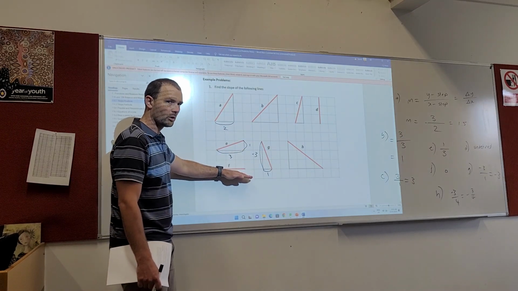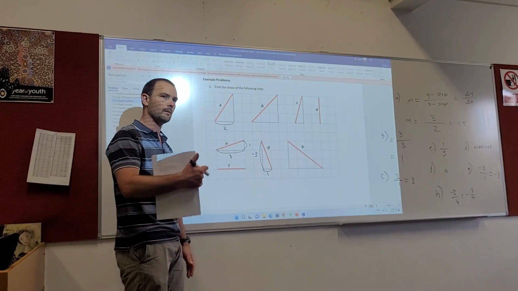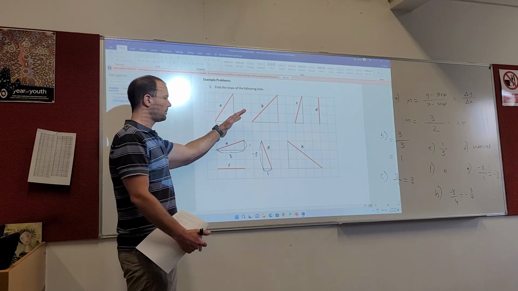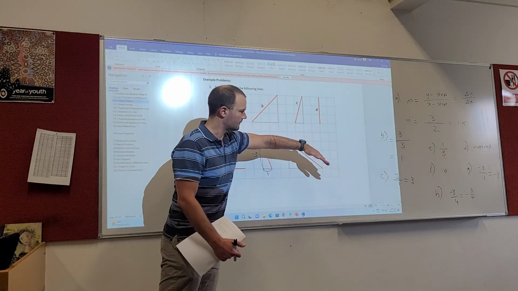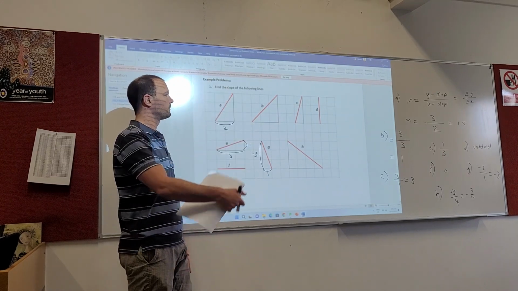And then, if you're walking downhill, we have negative slope. So that's an important thing to remember. If you're walking uphill, positive slope. If you're walking downhill, negative slope. And if you're walking horizontal, there's no slope. There's no change. The slope is 0.